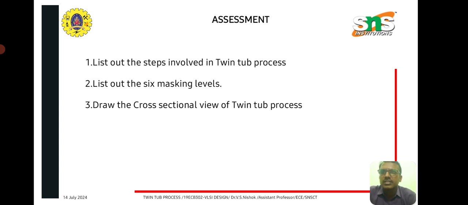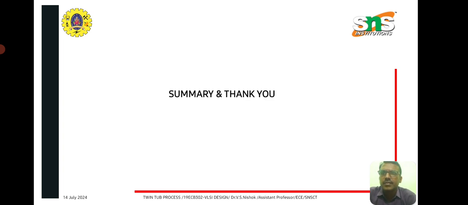Now coming to the assessment. List out the steps involved in the twin tub process is your first question, and list out the 6 mask levels that we have seen here for use in the twin tub process, and draw the cross-sectional view of the twin tub process. These are some assessment questions based on this topic.